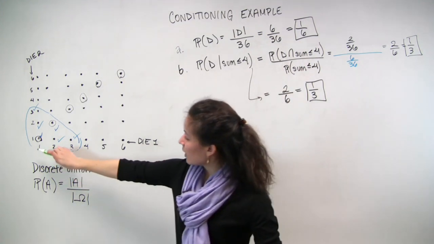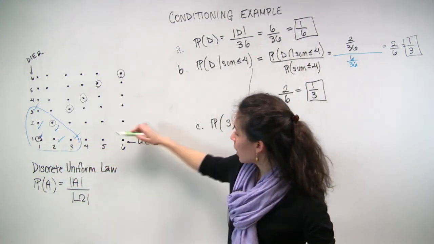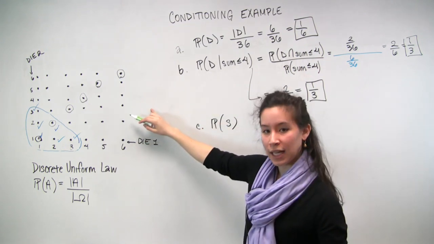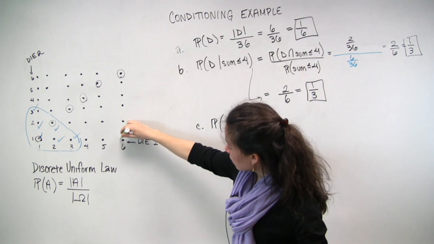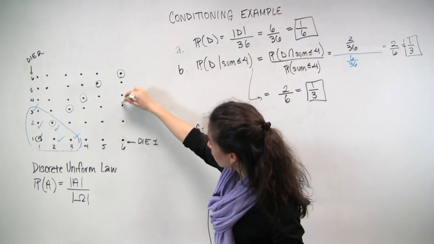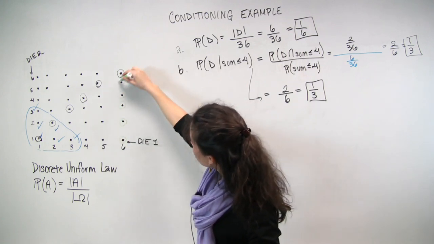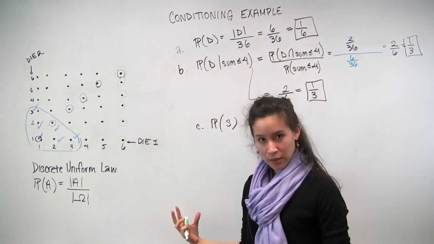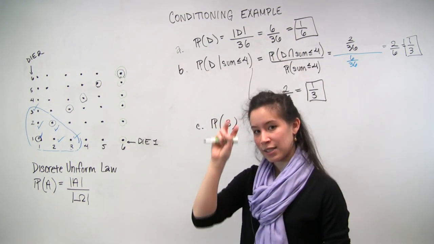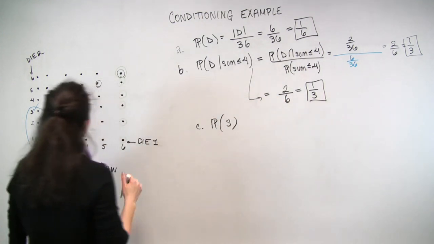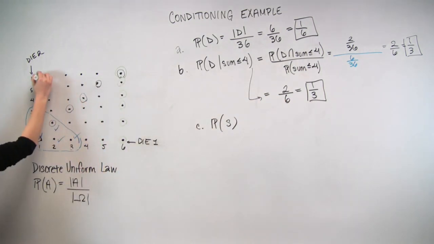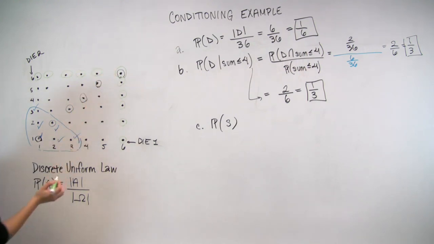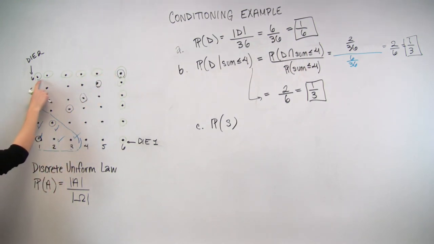So hopefully you agree that anything in this column corresponds to at least one 6. So this point, this point, this point, this point, this point, and this point, your first die landed on a 6, so at least one 6 is satisfied. Similarly, if your second die has a 6, then we're also okay. So I claim we want to look at these 11 points.